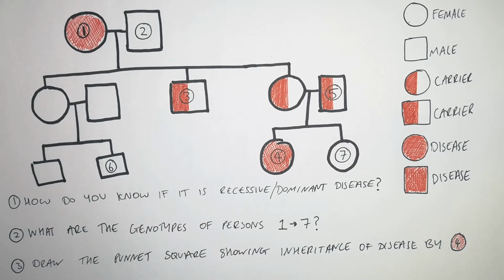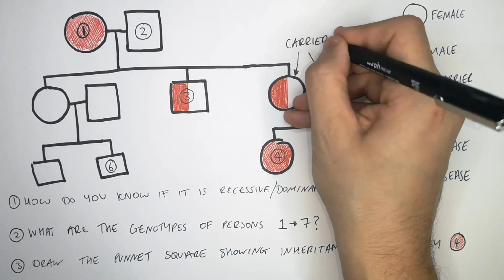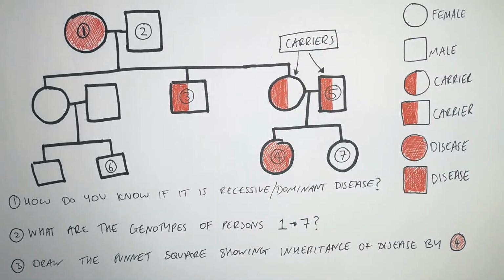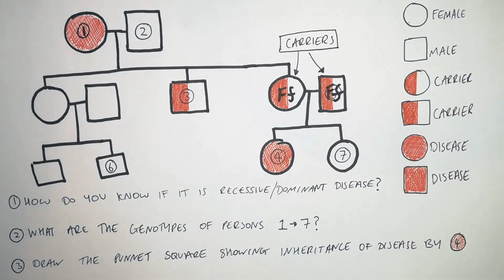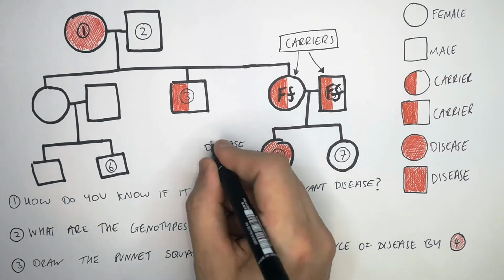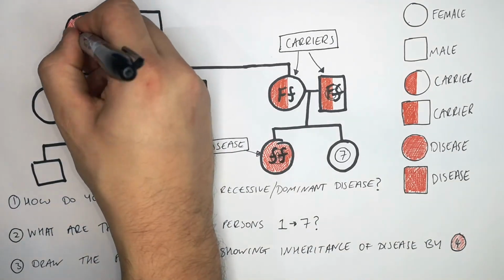So how would you know if this disease is recessive or dominant linked? Well, you must first look for two parents without the disease, but who could be carriers. So these two parents here are both carriers. They do not have the disease, but they're carriers. And they have a child with the disease. So as you can see here, these carriers must be big F, little f, big F, little f. Therefore, this person here must be little f, little f.